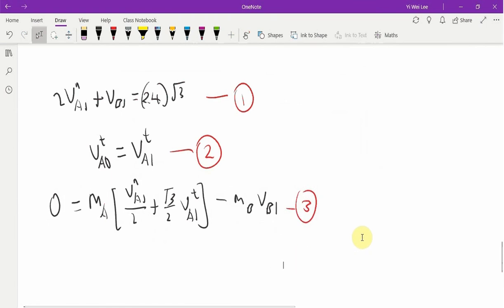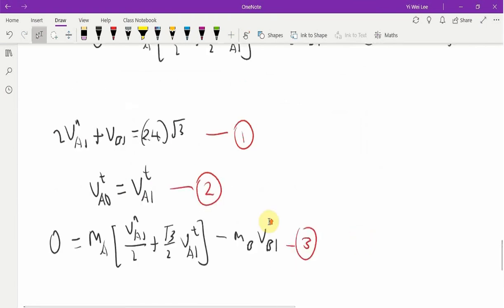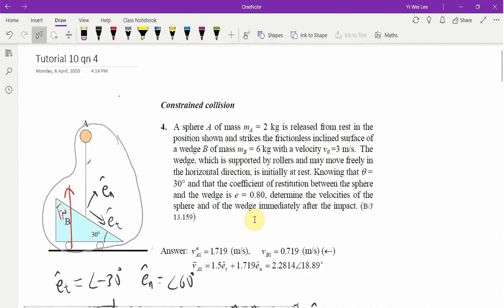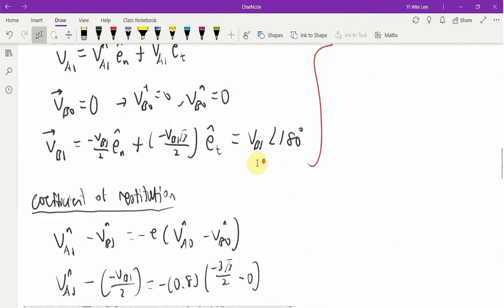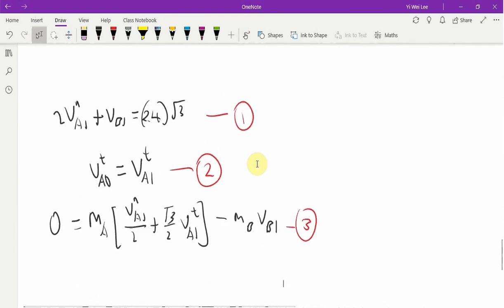So let's see how many unknowns we have. Now MA and MB are given in the question, definitely. If you don't have that, you cannot solve it, right? So look at that. How many unknowns do we have?